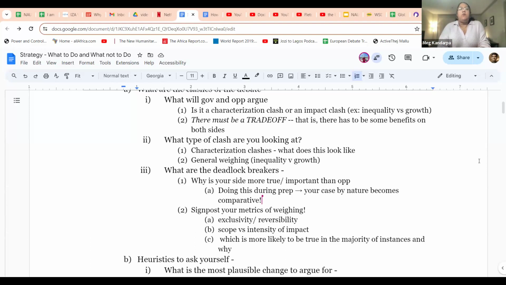That I think is the big reason why you want to be thinking comparatively from the get-go, so you don't feel at the last 5 seconds racing to find a way to respond to the arguments when you're already taking arguments at a quote unquote more charitable standard. That's just a small introduction before you continue into the deadlock breakers.